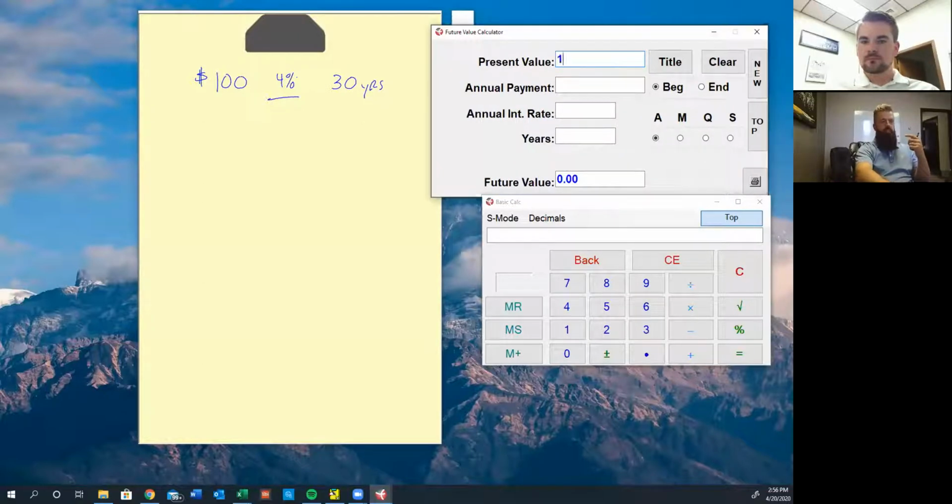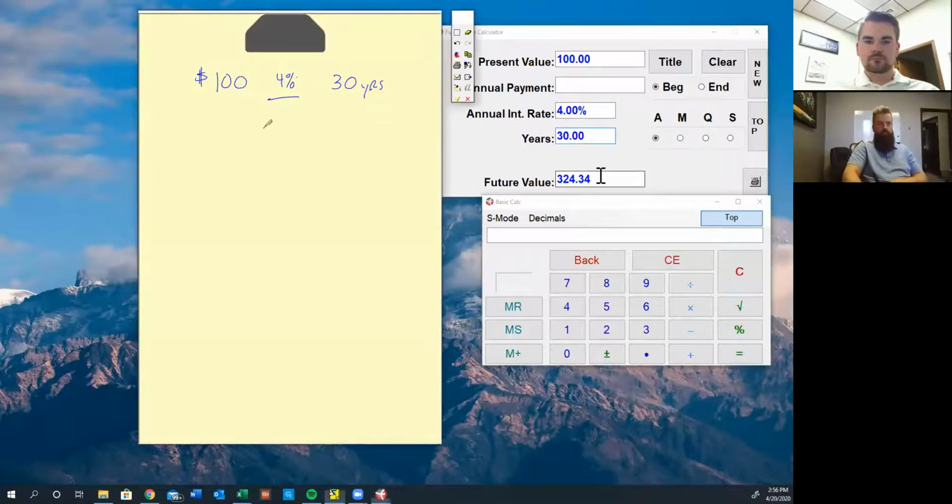So if we just have $100 and we're going to earn 4% on that every year for 30 years, that leaves us with a future value at the end of that 30 years. We have $324.24.